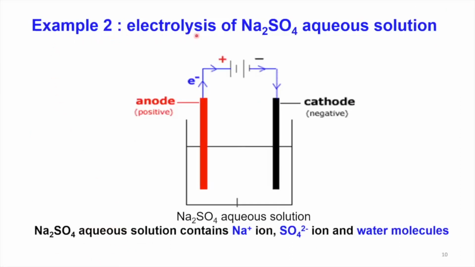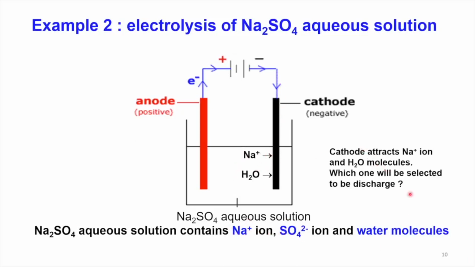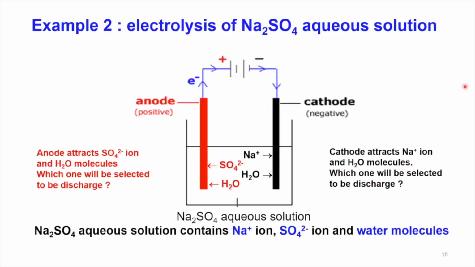Right, example 2, electrolysis of sodium sulfate aqueous solution. So we have sodium sulfate aqueous solution as an electrolyte. But sodium sulfate aqueous solution contains not only sodium ions and sulfate ions but also water molecules. So the cathode attracts sodium ions and water molecules. Which one will be selected to discharge will be discussed later. While the anode attracts sulfate ions and water molecules. Which one will be selected to be discharged will be discussed in the next video.